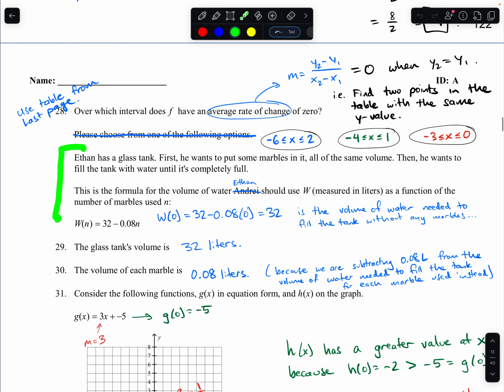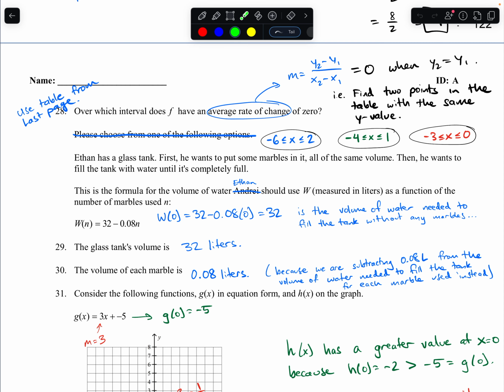All right, on to this word problem about Ethan filling his glass tank with marbles. So he's going to put marbles in his tank and then top the rest of the tank off with water. And they give us the formula to represent W, how much water is going into the tank, and that's dependent on N, the number of marbles he puts into the tank first.